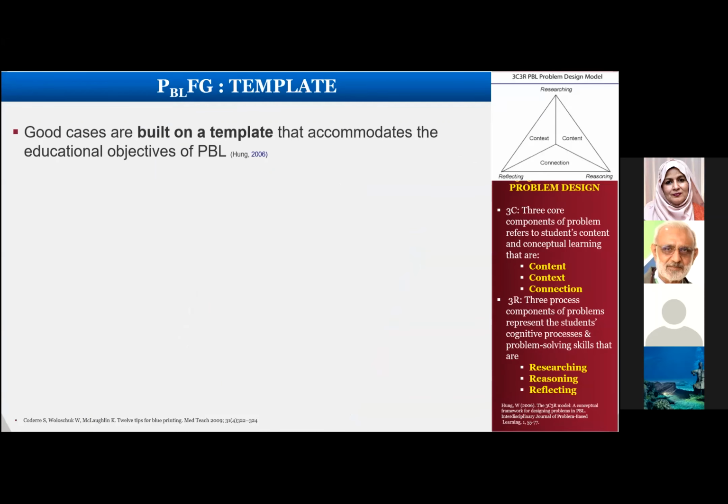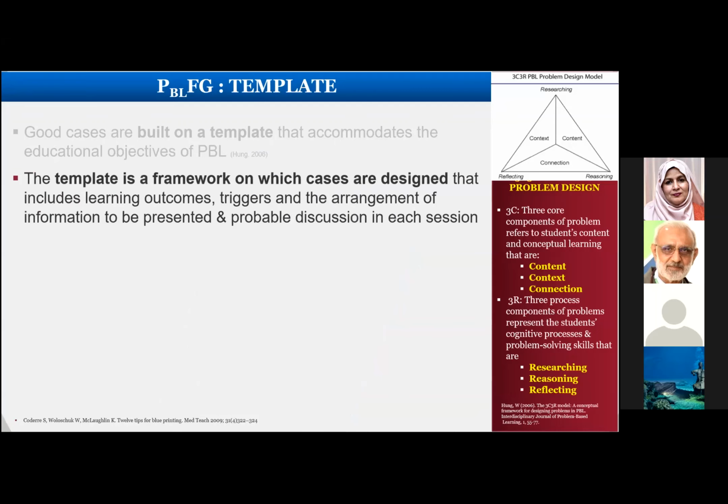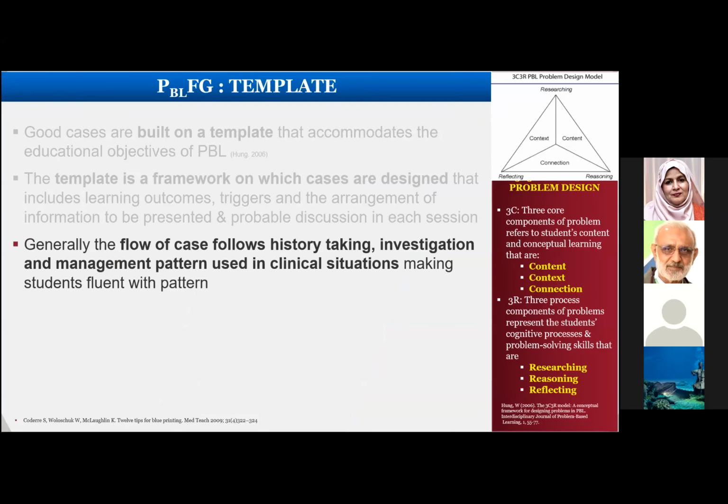The first thing is the template. The good cases are built on a template that accommodates the educational objectives of the PBL. The template is the framework on which cases are designed that include learning outcomes, triggers, and the arrangement of information to be presented. The probable discussion of each session is put there as well. Generally, the flow of the case follows the history-taking, investigation, and management pattern, which is used in clinical situations, making students fluent with the pattern.